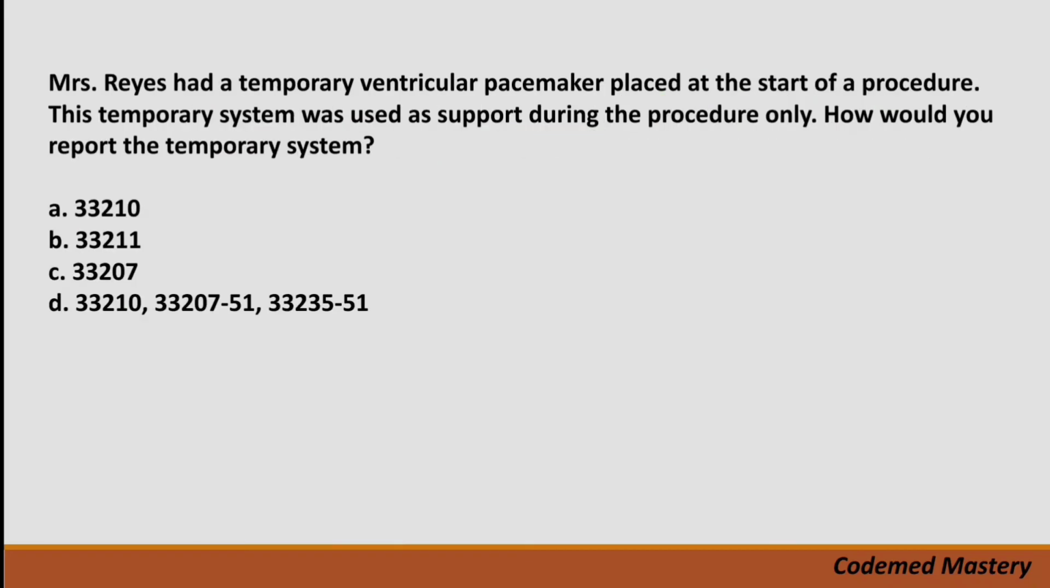Read the question. Mr. Reyes had a temporary ventricular pacemaker placed at the start of the procedure. The temporary system was used as a support during the procedure only. How would you report the temporary system? Let us check option A, 33210.